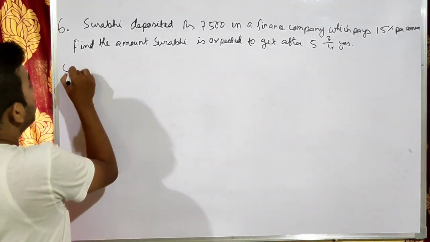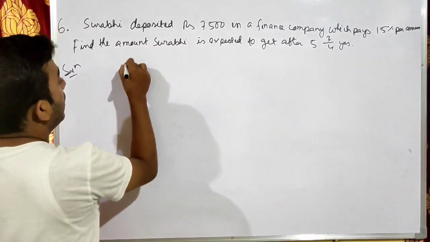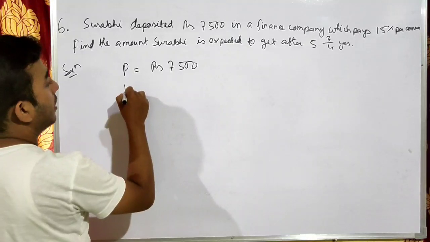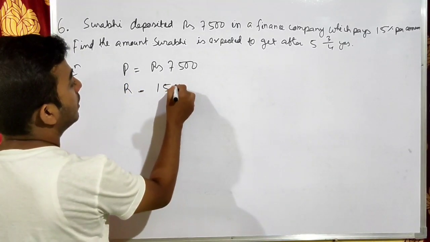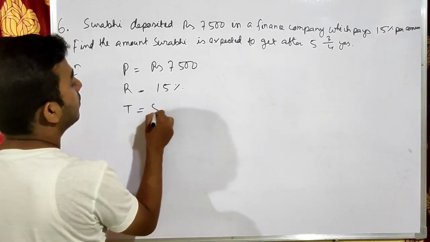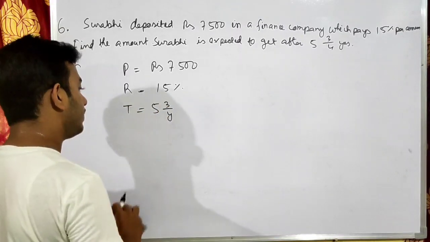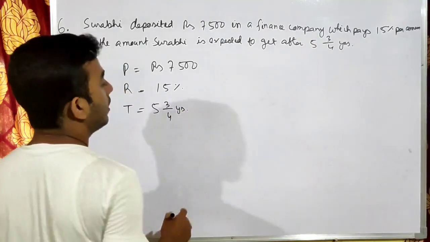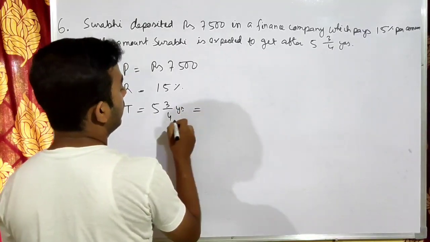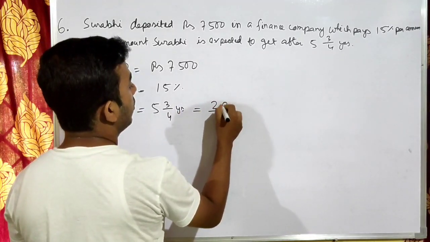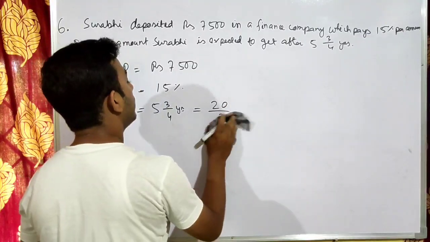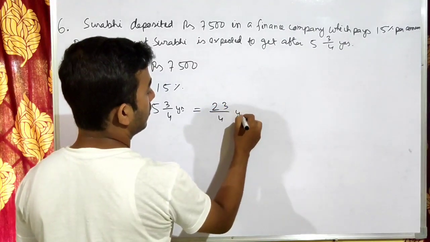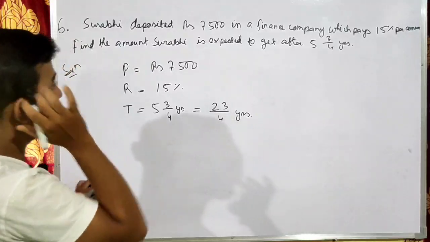So we'll write the solution here. P equals rupees 7,500. Then R equals 15%. Then T equals 5 and 3 by 4 years. Up to this clear? This equals, 5 into 4 is 20, 20 plus 3 is 23 by 4 years.